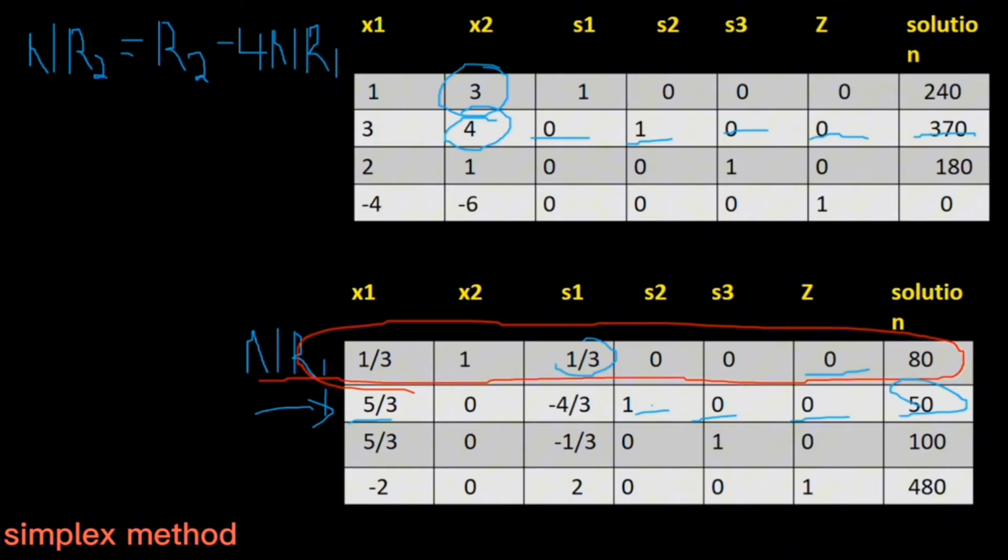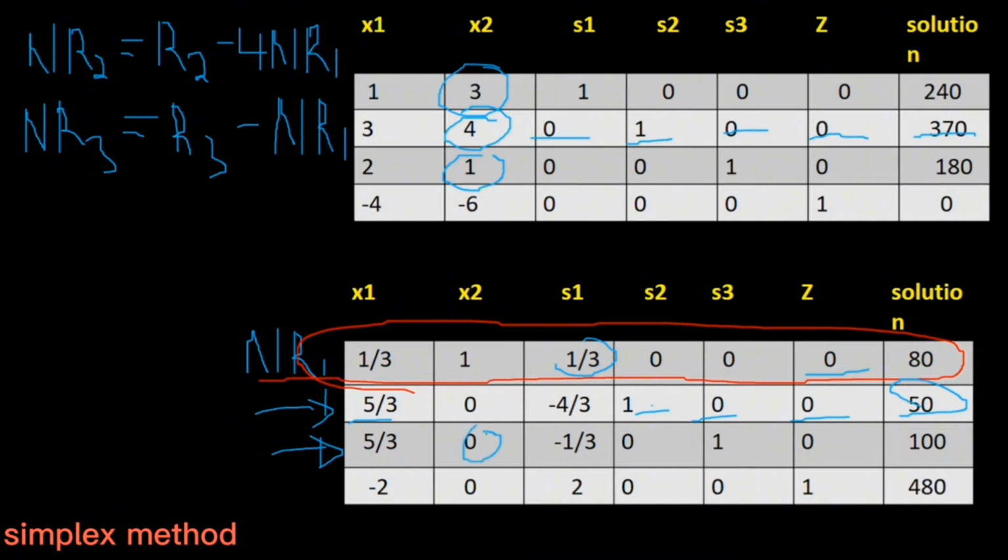Then move to the new R3. New R3 is equal to what? We take it from R3. Our objective is to have a 0 here: 1 minus this 1 is equal to 0. That is equal to what? R3 minus new R1. R3 minus new R1, that is 1 minus 1 is 0.